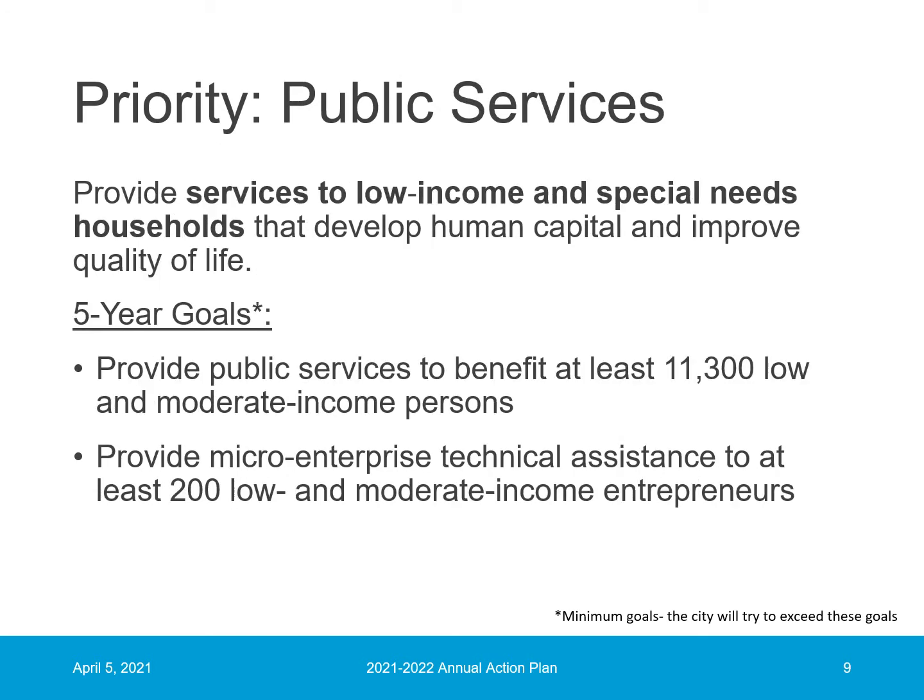The next priority is to provide services to low-income and special needs households that develop human capital and improve quality of life. The services that we can use these funds to provide are very broad and include services for youth, seniors, health services, employment training services, child care, drug abuse, education, energy conservation, or recreation. The 5-year goal is to provide public services that directly benefit at least 11,300 low and moderate income persons. Also, as part of this priority, the city has made the goal to provide technical assistance to low and moderate income entrepreneurs looking to start or expand their businesses within the city of Fresno, with a goal to assist at least 200 entrepreneurs.